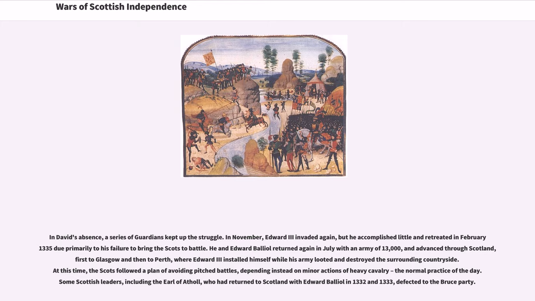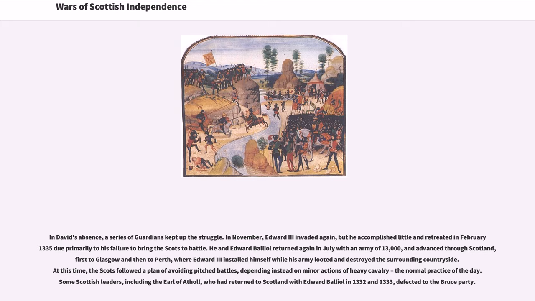In November, Edward III invaded again, but he accomplished little and retreated in February 1335 due primarily to his failure to bring the Scots to battle. He and Edward Balliol returned again in July with an army of 13,000, and advanced through Scotland, first to Glasgow and then to Perth, where Edward III installed himself while his army looted and destroyed the surrounding countryside.